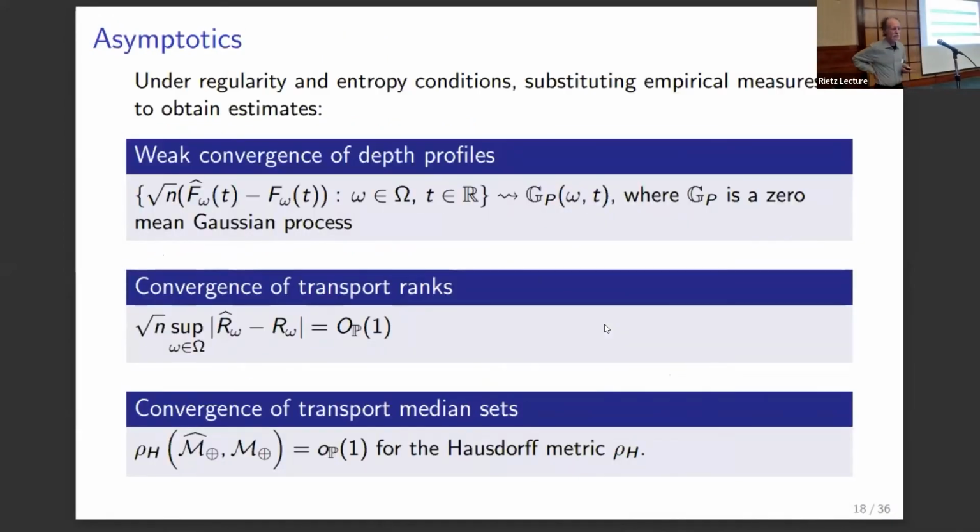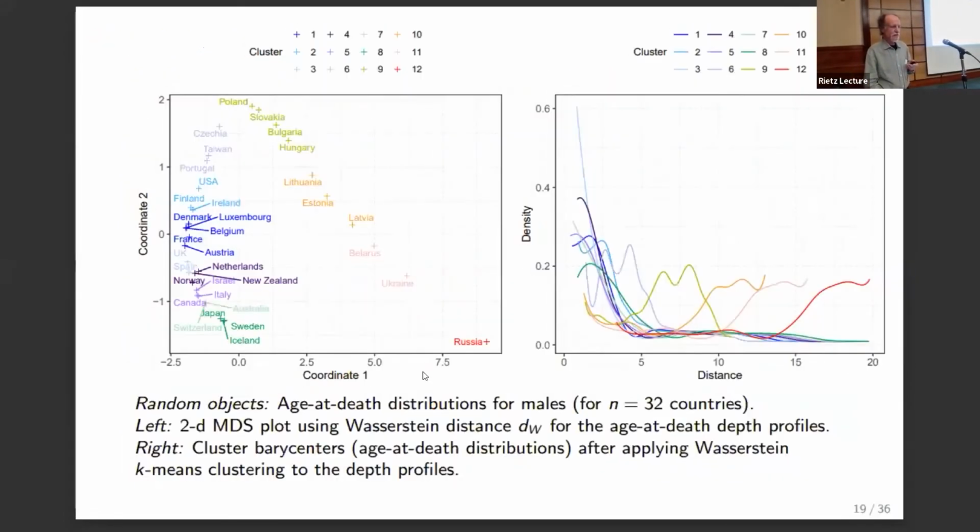There are a couple of asymptotic results. First, think about the stochastic process I mentioned before, which is indexed in omega, an element of your metric space, and in t, which is just one-dimensional real. Under certain conditions, it converges to a limiting zero-mean Gaussian process, of which you can write down the variance, but it's hard to assess empirically. You can also show the convergence of the transport ranks at a 1/√n rate, and the convergence of the transport median sets in terms of the Hausdorff metric. These are asymptotic justifications of these notions. And now let me show you an example.